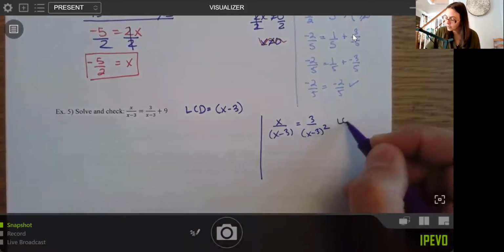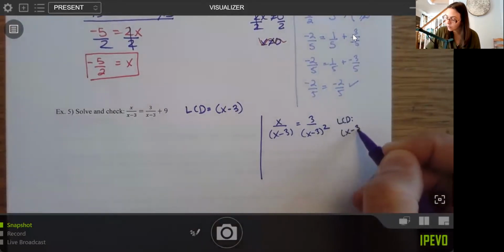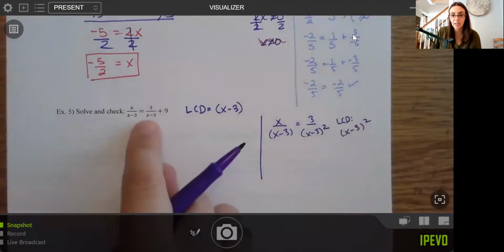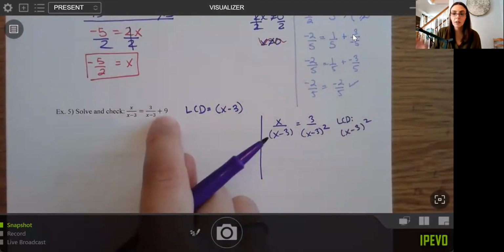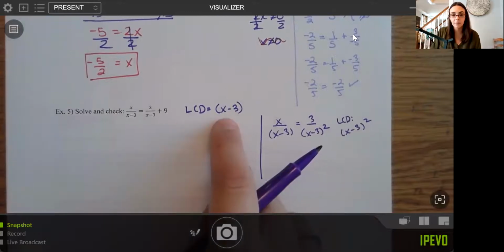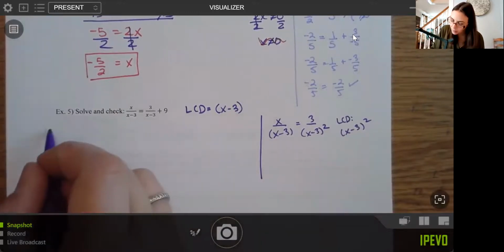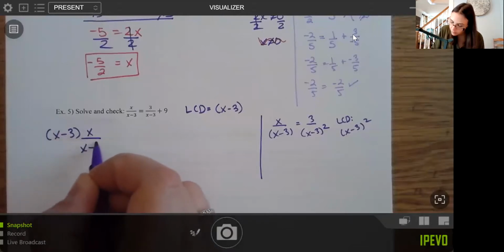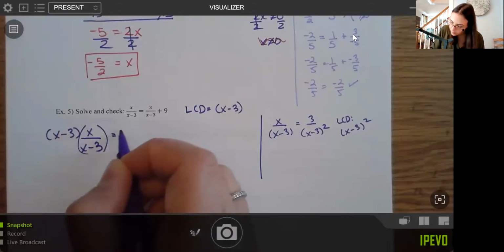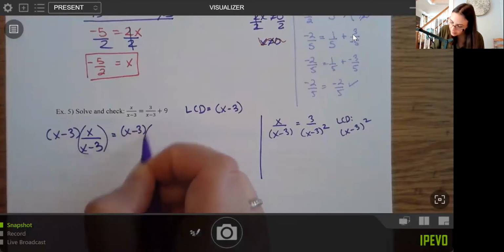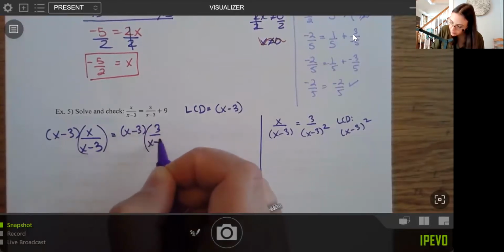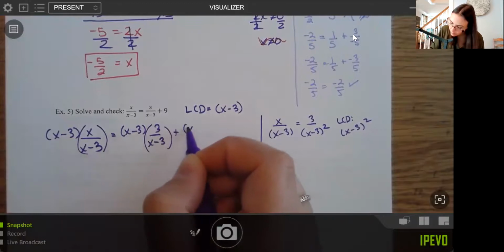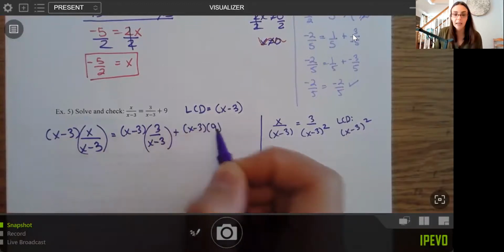So in this case, your LCD would be x minus 3 squared. But I don't have that here, I just need it once. If I don't have a denominator, don't worry about it. That's going to be my LCD. So I'm going to multiply everything through by my LCD. Even the 9, so don't forget that 9 there.